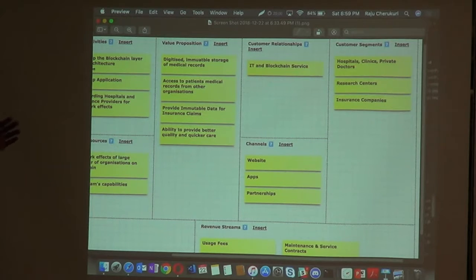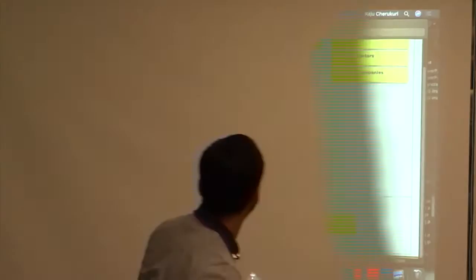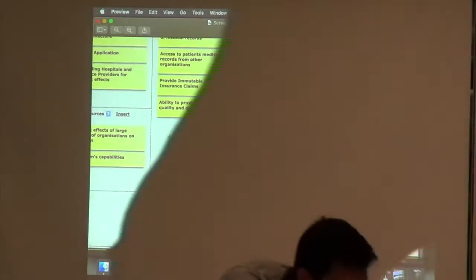The value proposition for a hospital to use our application is digitization of records, which are immutable, and access to patients' medical records from other hospitals, provided that they give access to that data. For the insurance space, you can forward this data, and for them, the ability to provide better and quicker care, right? The revenue streams would be just usage fees and maintenance of a contract, which is the case for any application in the industry.